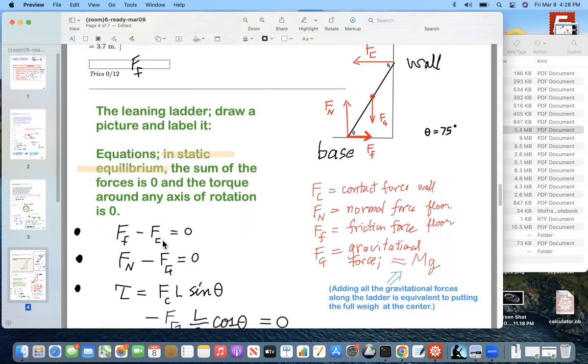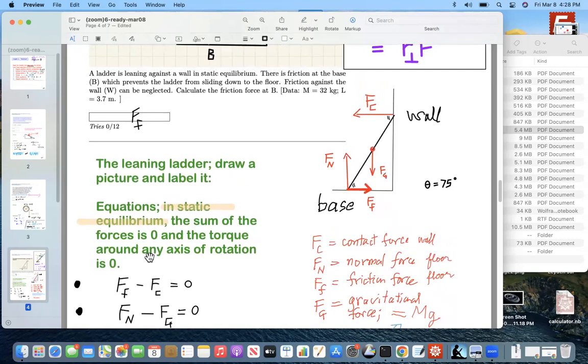Those are 0. And now I need one more equation, which is that the torque around any point on the ladder is 0. Now, I could calculate the torque around this point, or I could calculate the torque around this point, or I could calculate the torque around this point. But it'll be easiest if I calculate the torque around this point. Call this point B something.